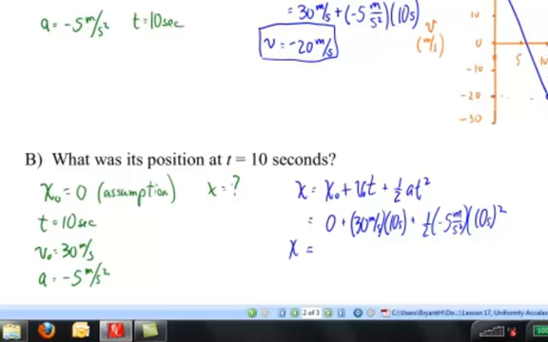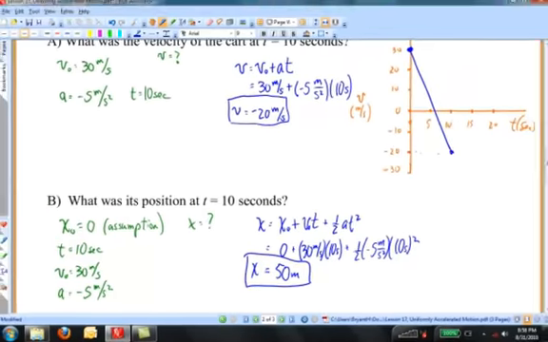And I get that the final position is x is equal to 50 meters, which says that the object is 50 meters to the right of where it started, if the right is the positive direction, when the object ends its motion 10 seconds later. Now, that doesn't mean it's going to end its motion. It's going to have continued motion, but we're only interested in what happened in the first 10 seconds. So now let's go and take a look at another example.